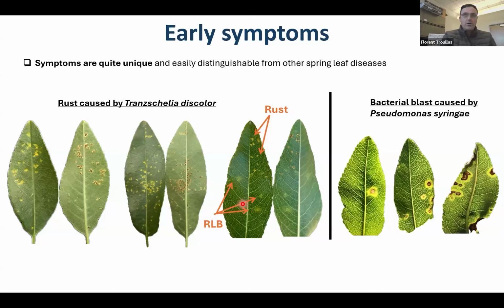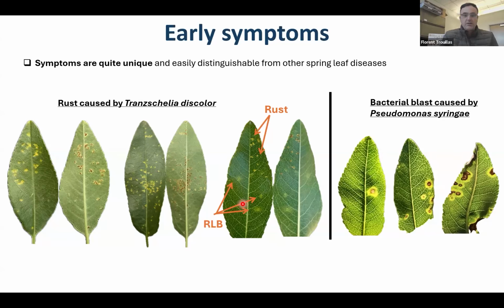I should have said earlier also, it's a disease of almond only. I often get the question, will it affect the peaches? Will it affect any other stone fruit? No, red leaf blotch is a disease really specific to almonds.